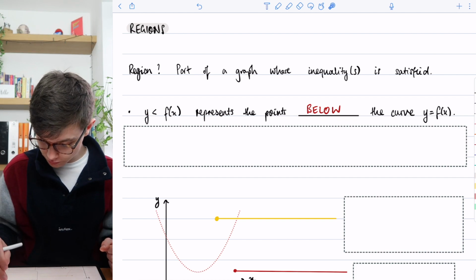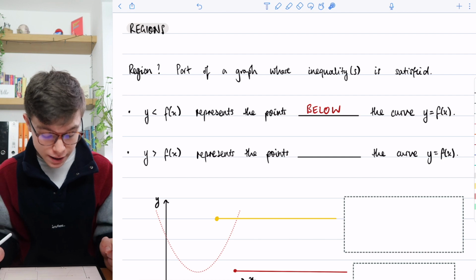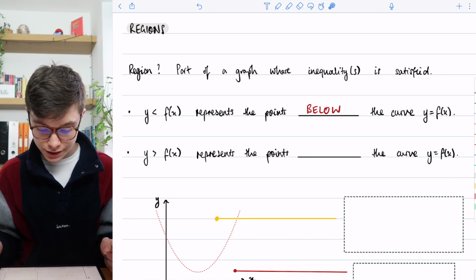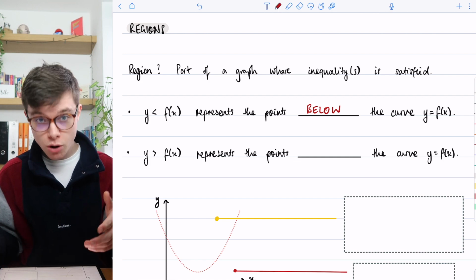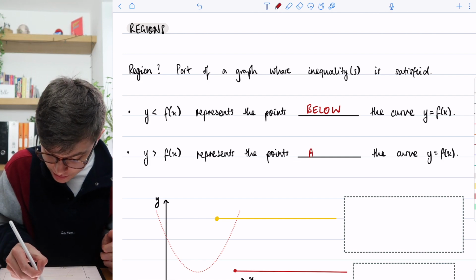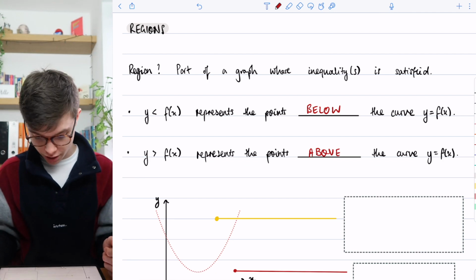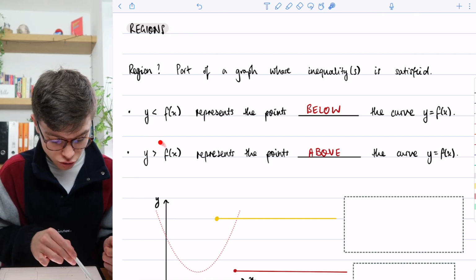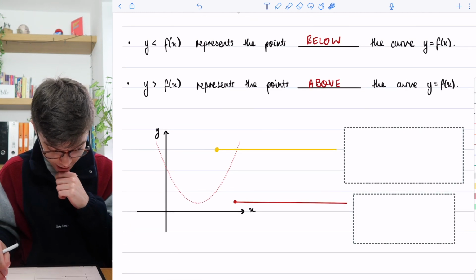So all the points that are below the curve, and that's because we want less than the curve. So the other option then is, well, what happens if we've got y being greater than f of x? What does that represent? Well, if we've got below for being less than, it represents all the points above the curve, okay? Because we've got greater than. So let's have a look here at two examples.